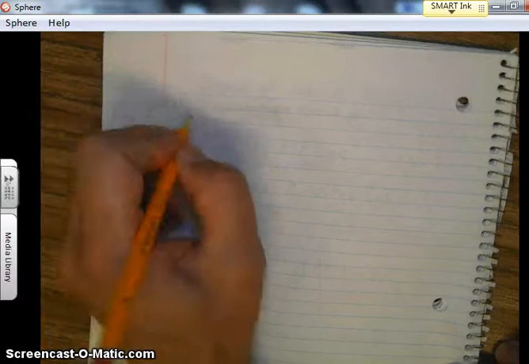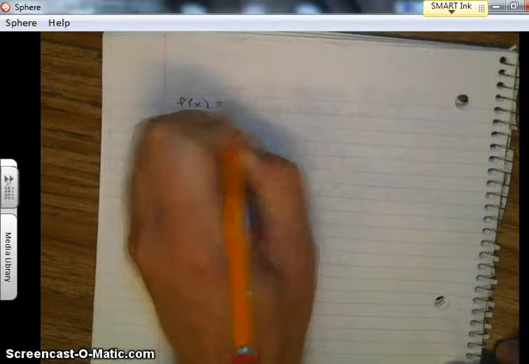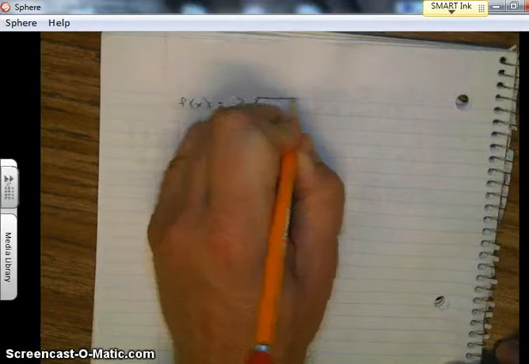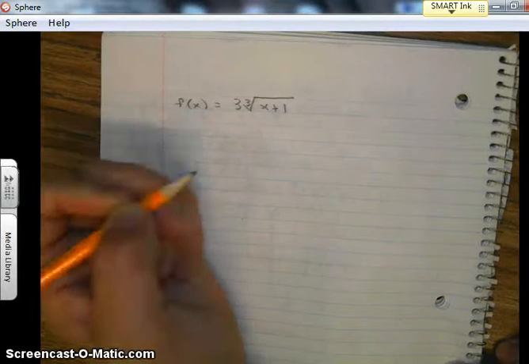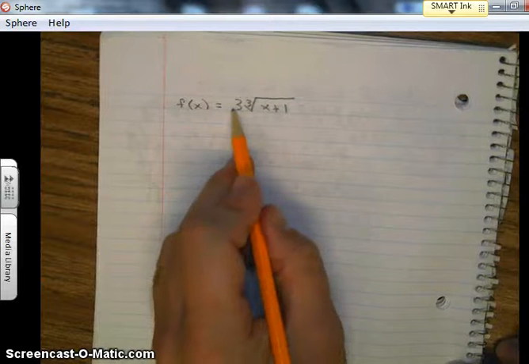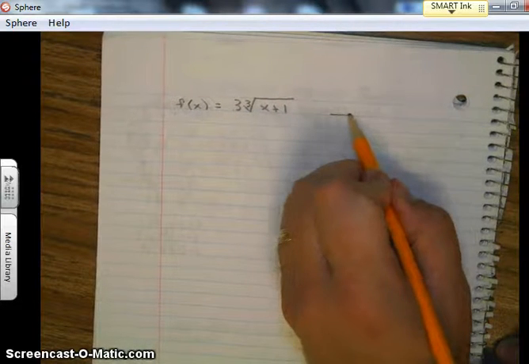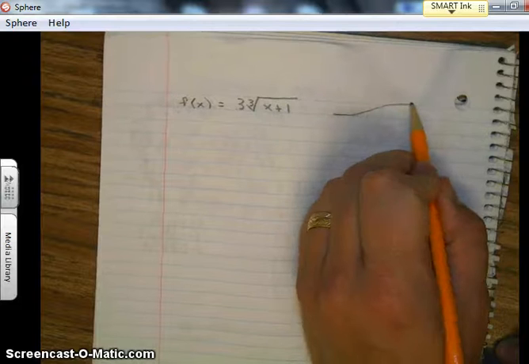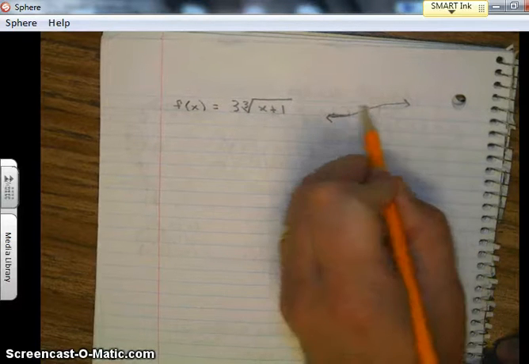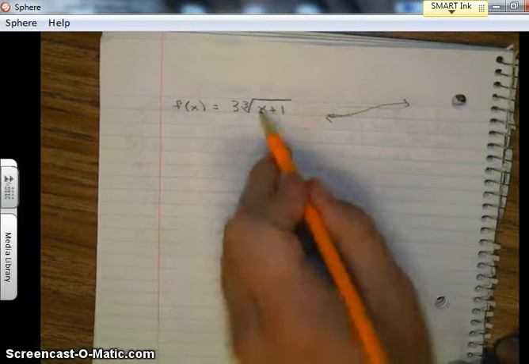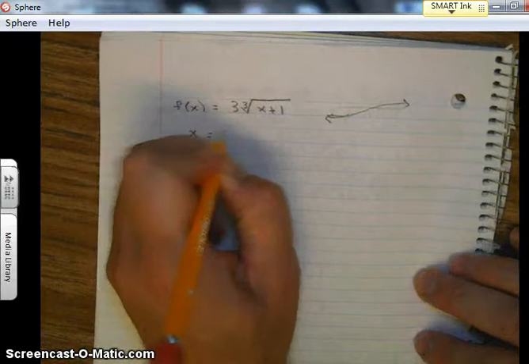Okay, let's take a look at another example. Here we have a function, 3 times the cube root of x plus 1. Okay, we know this is a one-to-one function because if you graph a cube root function, the graph looks a little something like that, and it passes the horizontal line test, so it is a one-to-one function. So now we're going to find the inverse.